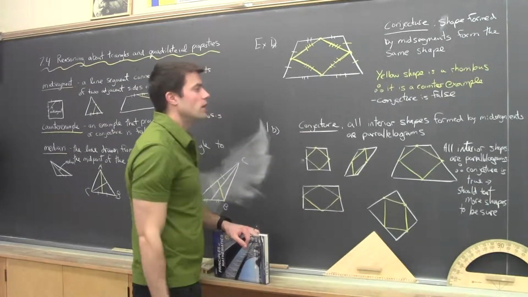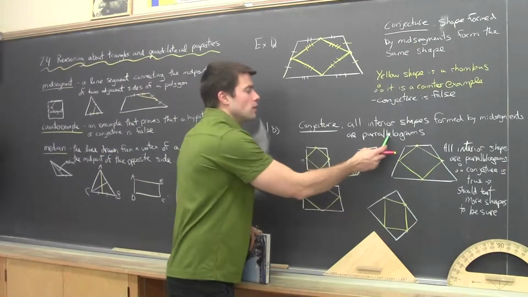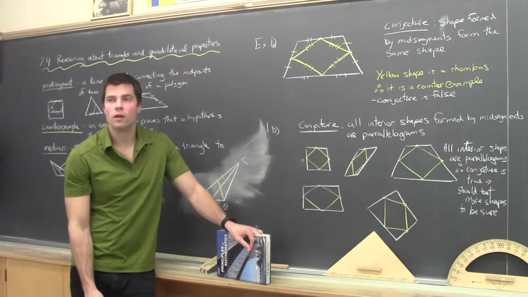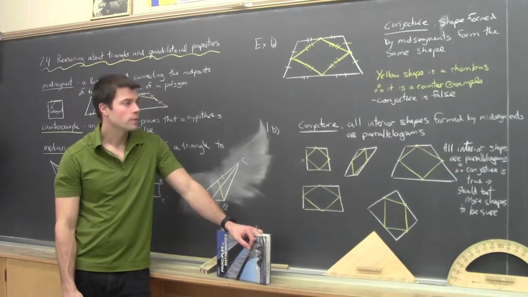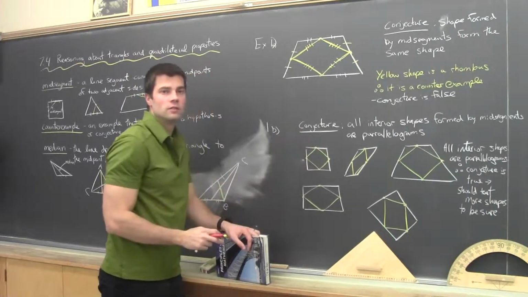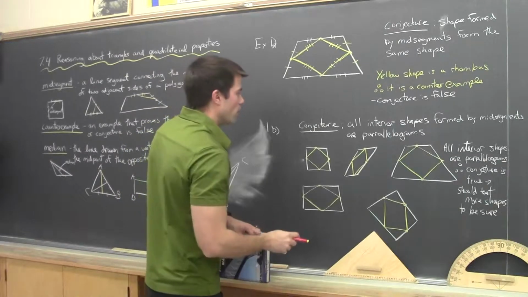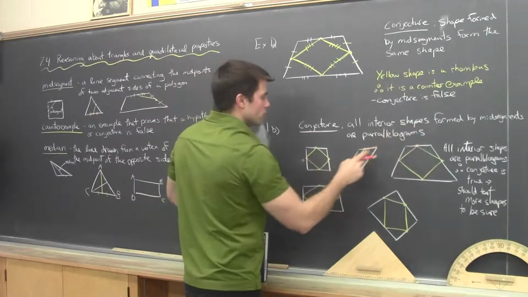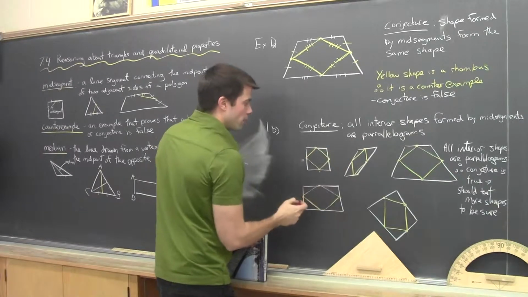So 1b. The conjecture now is that all interior shapes formed by mid-segments are parallelograms. Who can tell me the definition of a parallelogram? When all the sides are parallel to each other. Good, so there are two sets of parallel sides. The opposing sides are parallel. So we're saying that the interior shapes formed by joining the mid-segments form a parallelogram.